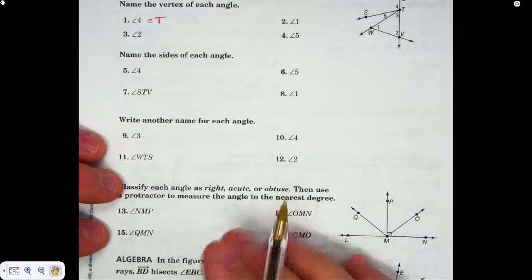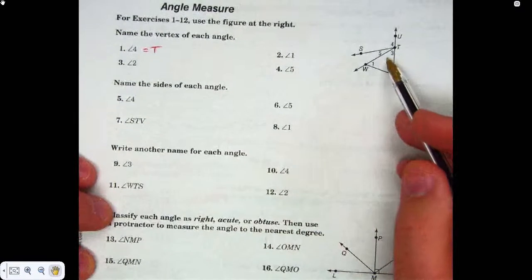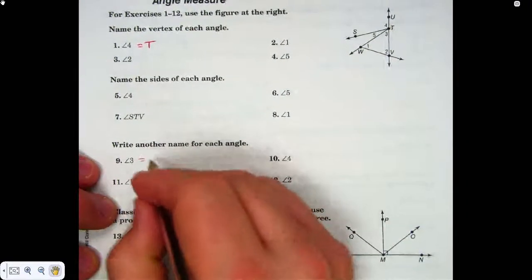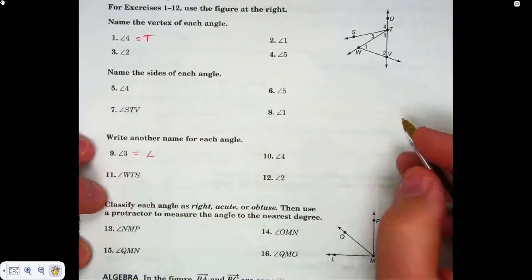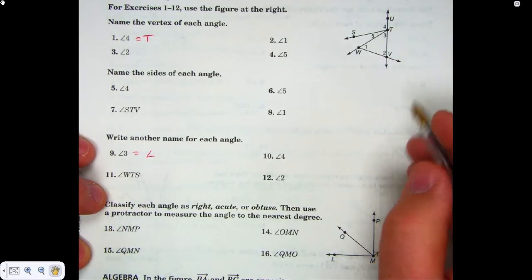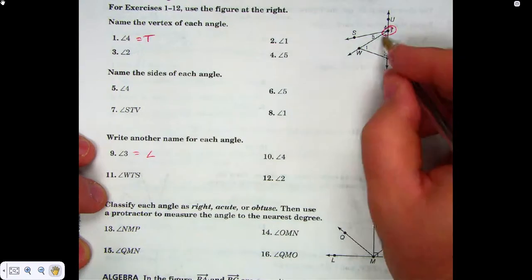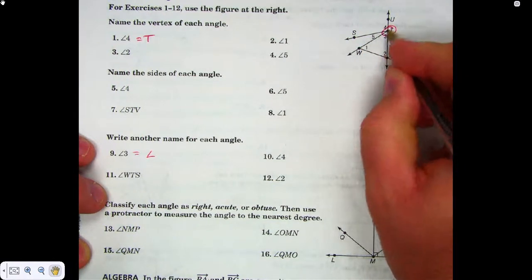Write another name for each angle. Angle 3. How else could I name angle 3? Somebody? Huh? Why could I not name it angle T? Would I know exactly which angle you're talking about if you say angle T there? No, because there's 3 of them there, isn't there? There's actually more than that. Like 5. Right. If you can get a name with a number, or you name it by how you draw it.